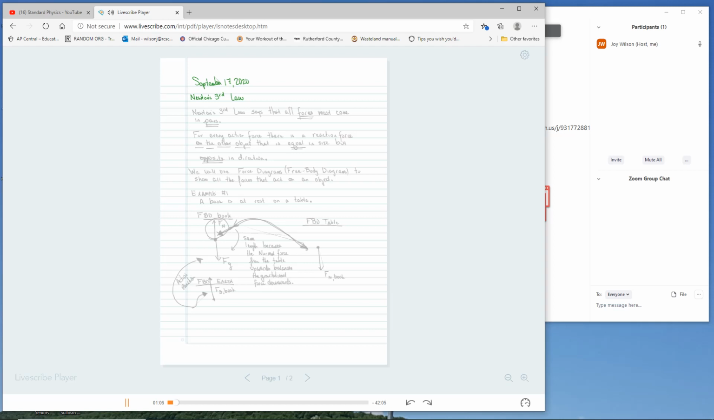For every action, there's an equal and opposite reaction. That's how most of you have been taught that. And it's not entirely inaccurate, but there's more words that have been left out in that statement.